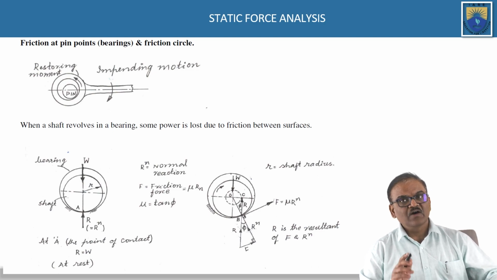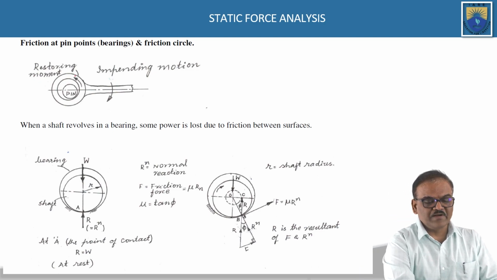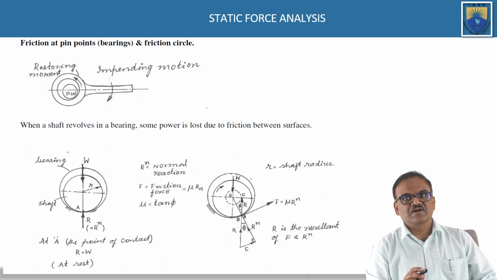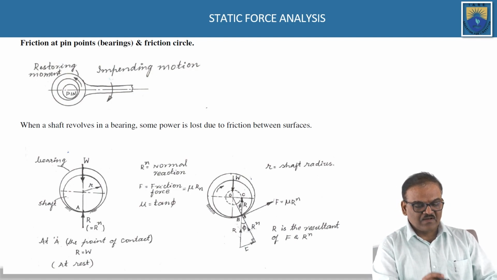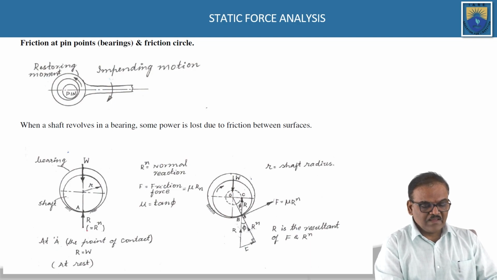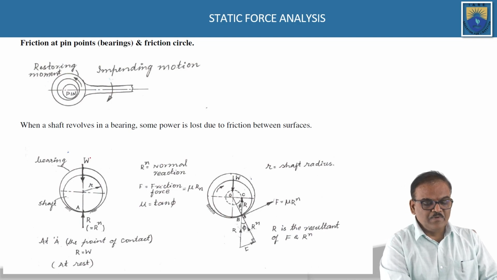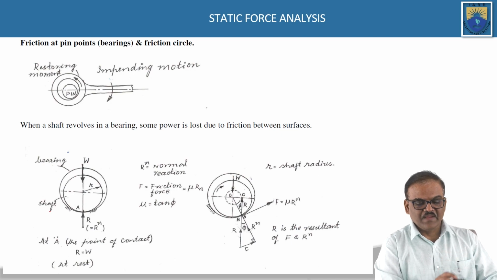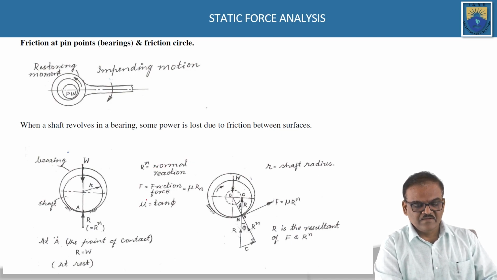Then friction in rotating members. The restoring moment will be acting, and impending motion will be in the right hand direction. When a shaft revolves in a bearing, some power is lost due to friction between the surfaces. That is a known concept. If you consider a journal and a bearing, W is the weight of the shaft and R is the radius of the shaft, the point of contact is A, and R is the reaction taking place between bearing and journal. Rn is the normal reaction, frictional force is equal to mu into Rn, mu is equal to tan phi. Therefore, here R is equal to W at rest.